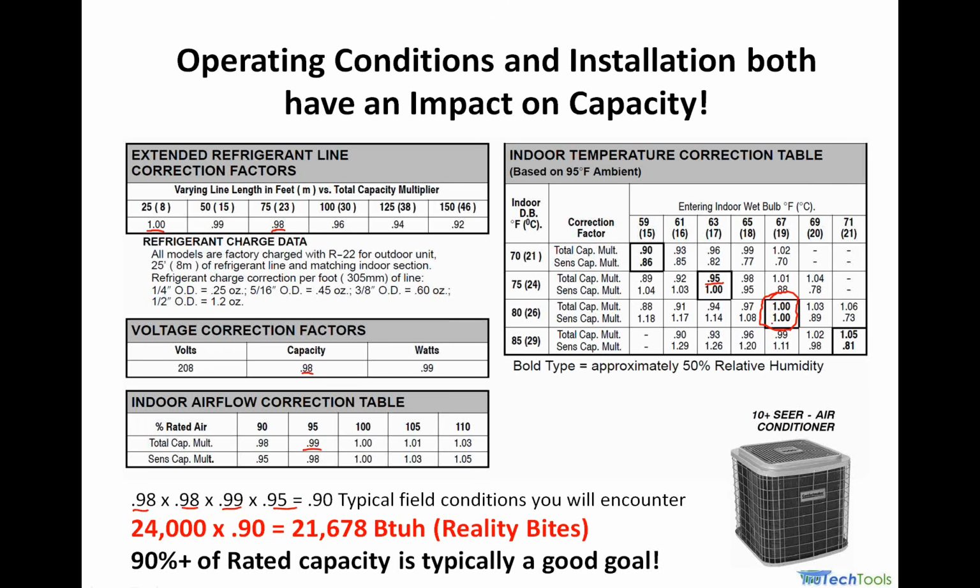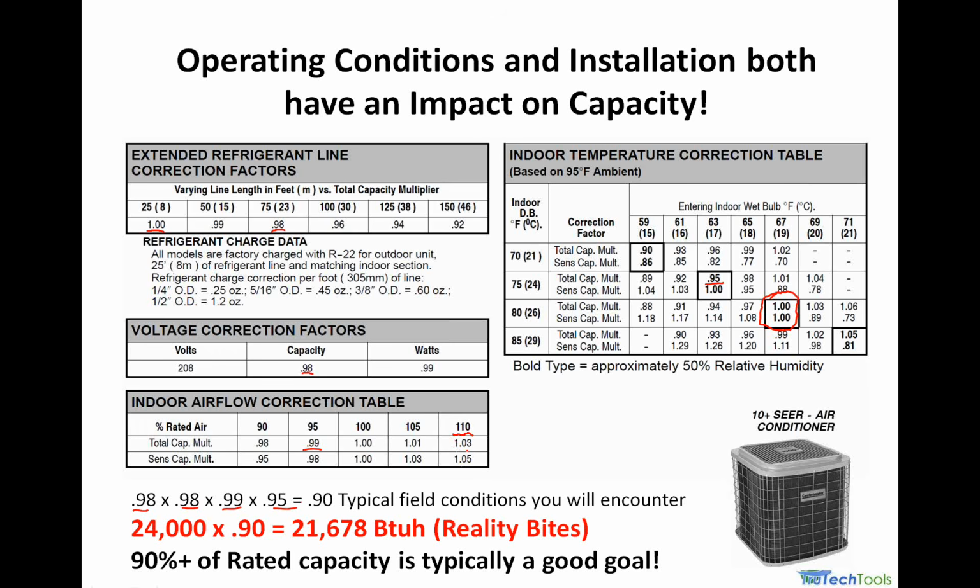We talk about sensible and latent capacity. What we're talking about is our sensible latent split. It's the ratio of heat to humidity the appliance is going to remove. As we increase and decrease airflow, the latent sensible split will shift, and we'll get either more or less humidity removal. If we're higher, like you can see over here, where this 110's at on the indoor airflow correction table, if we're at 110% of our rated airflow, well, we'd actually get an additional 3% of capacity.